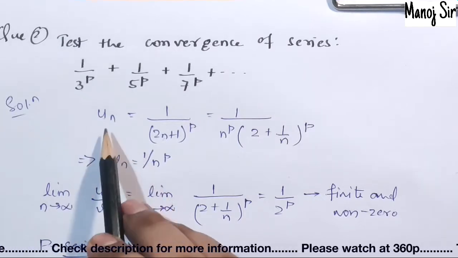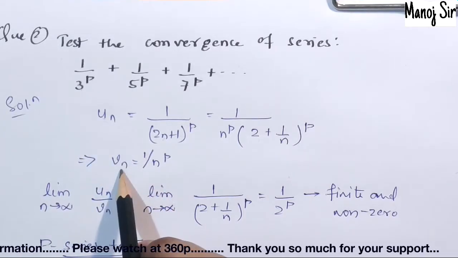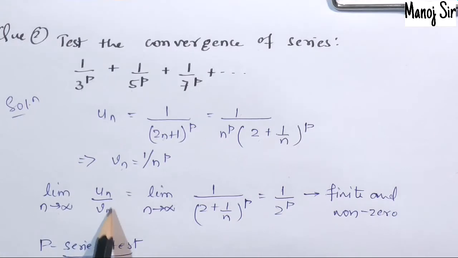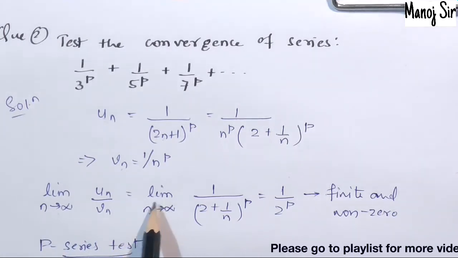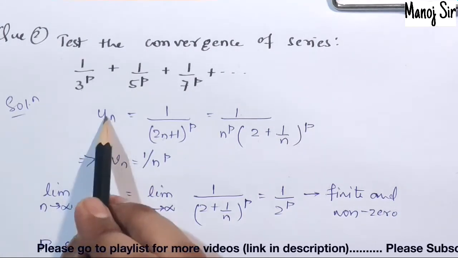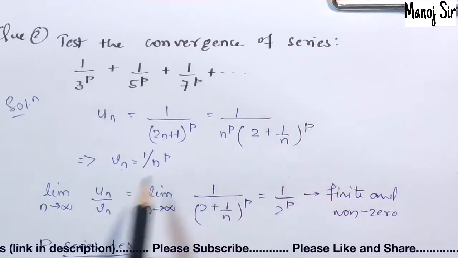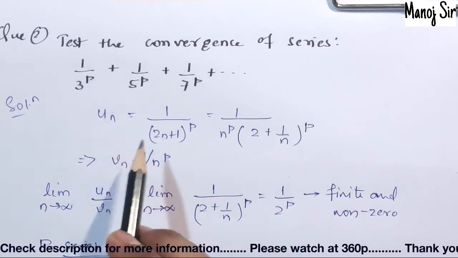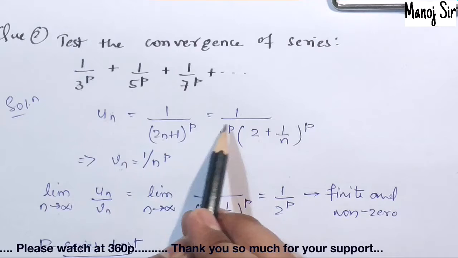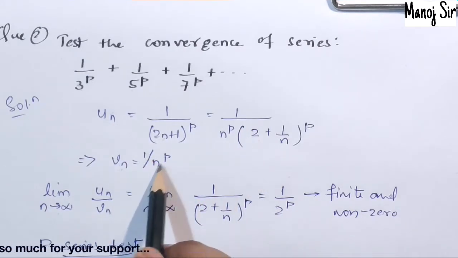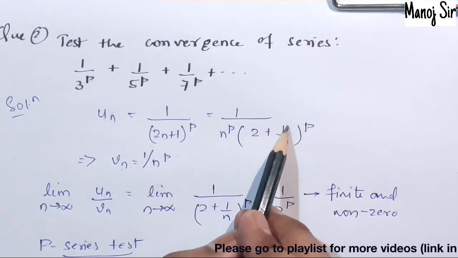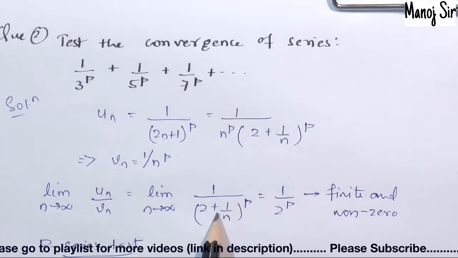Now we have un and we have vn, so we can find the limit as n tends to infinity of un upon vn. Here we have un as this much and vn as this much. If you write un upon vn, the 1 upon n to the power p gets cancelled, so you are left with 1 upon (2 plus 1 upon n) to the power p.